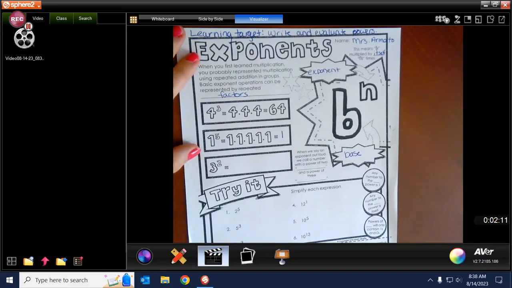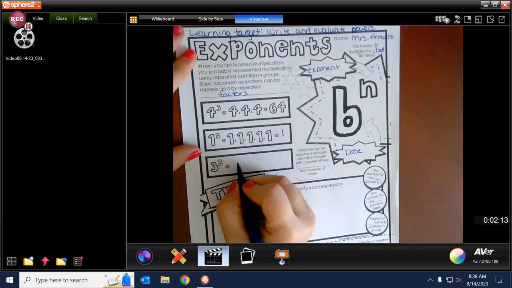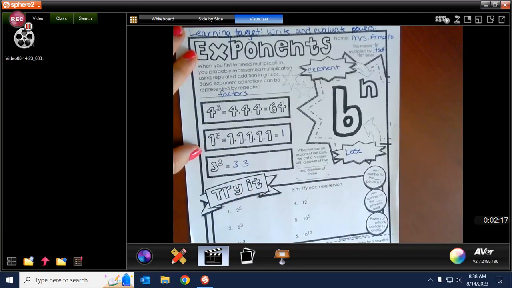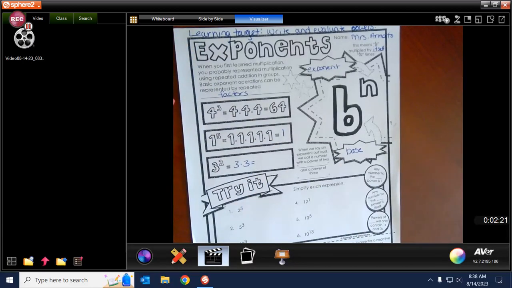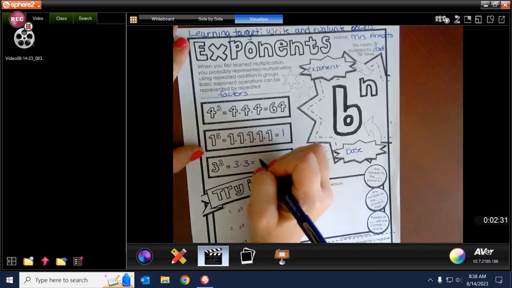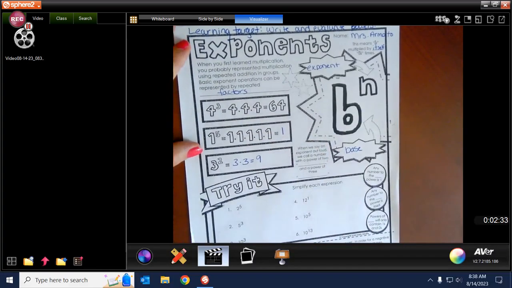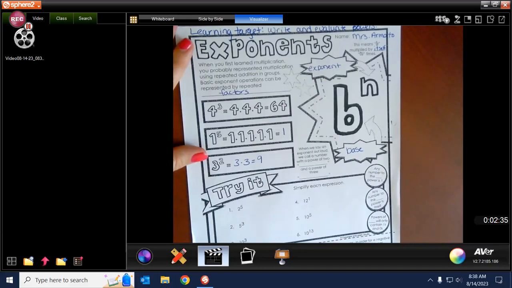Now 3 squared is 3 times 3. Now I want you to answer, what is 3 times 3? Pause and answer this question. So now that you figured it out, 3 times 3 equals 9. So 3 squared, or 3 to the second power, is 9.